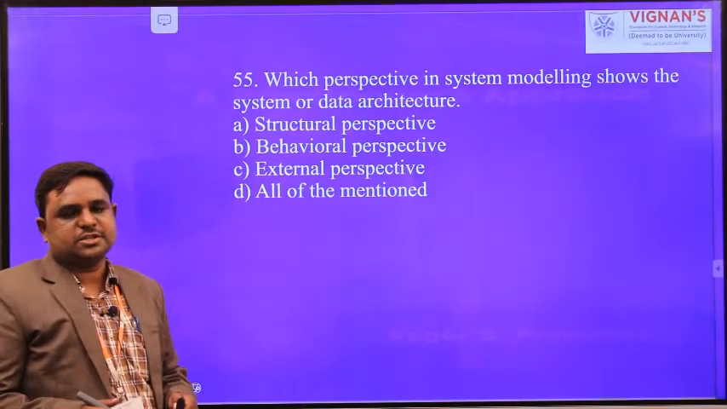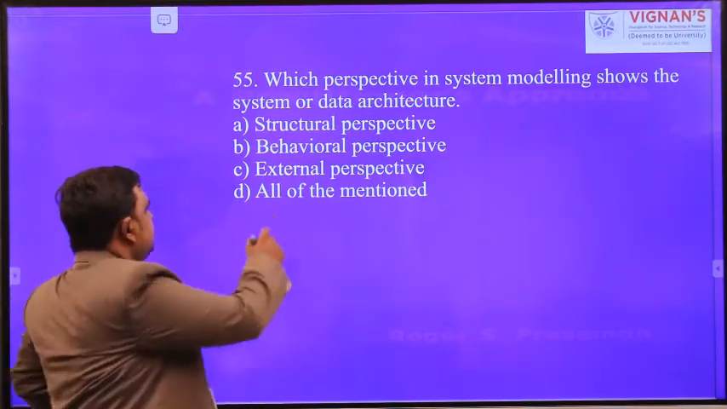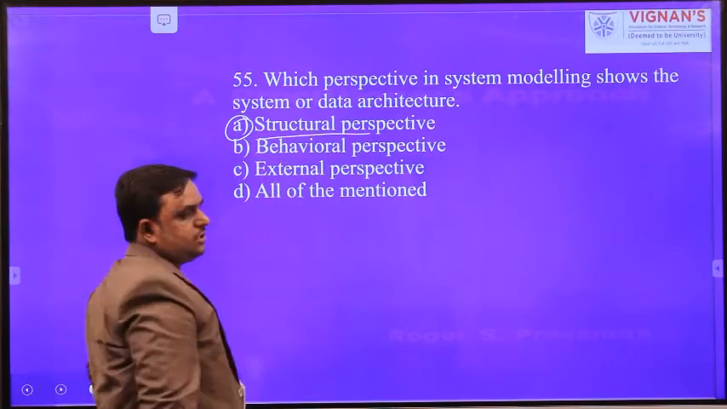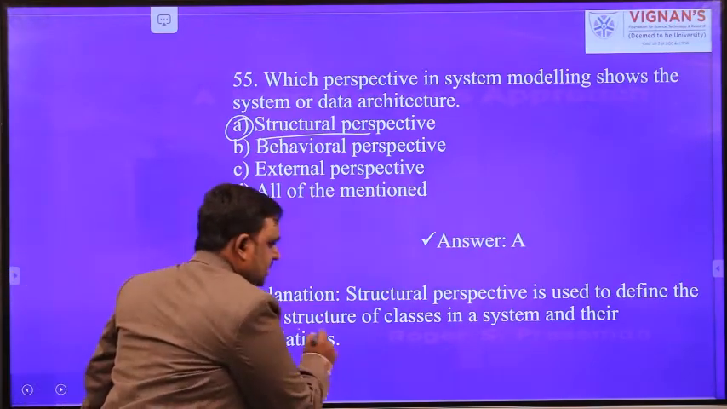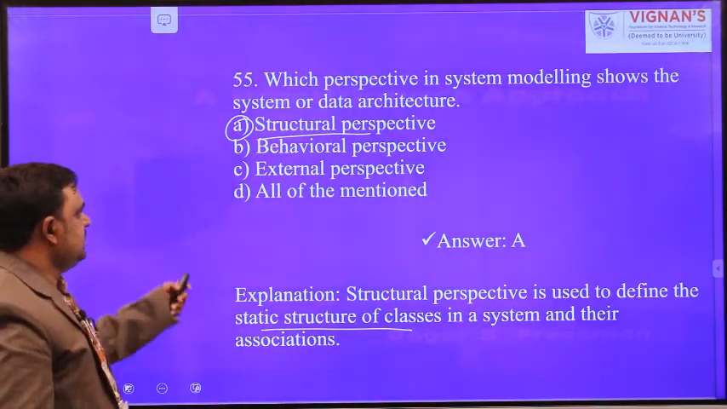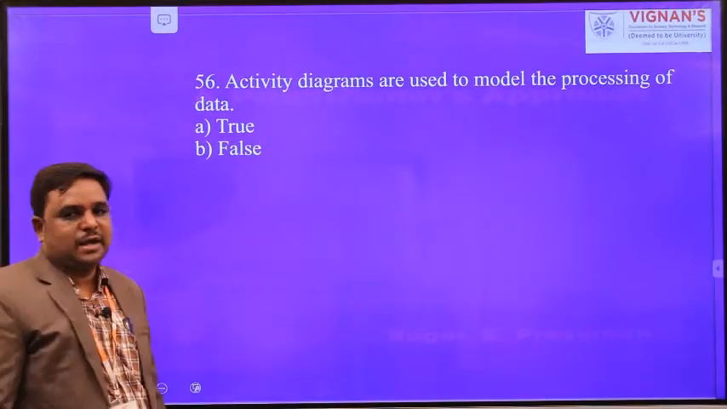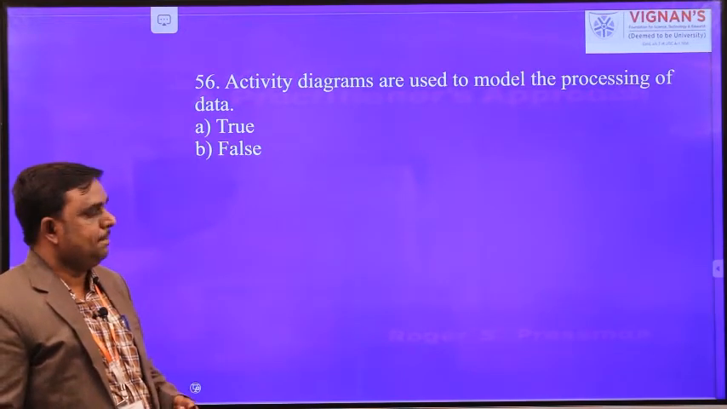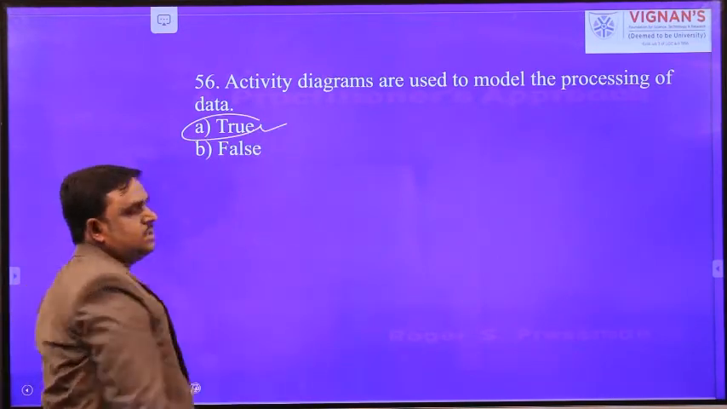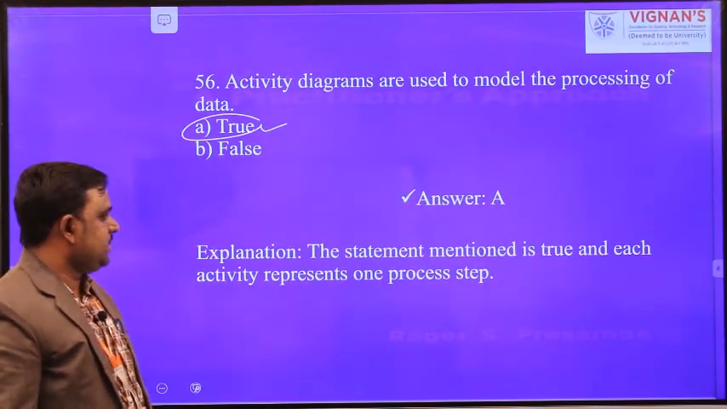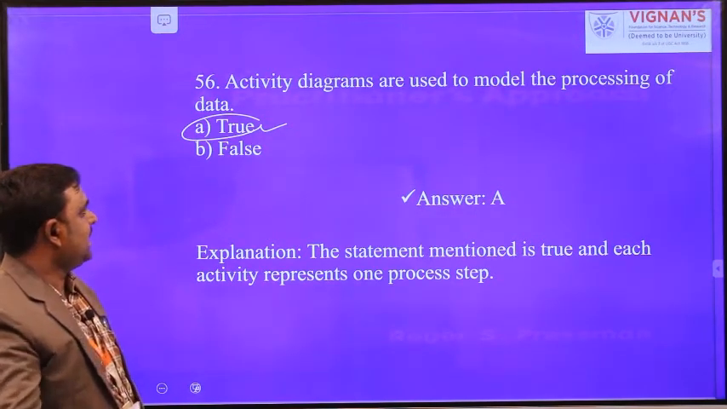Next question. Which perspective in system modeling shows the system's data architecture? The answer is structural perspective. The structural perspective is used to define the static structure of classes in a system and their associations. That's why the answer is structural perspective. Next one. Activity diagrams are used to model the processing of data. It's absolutely true. The answer is A. The statement is true, and each activity responds to one step after another step.